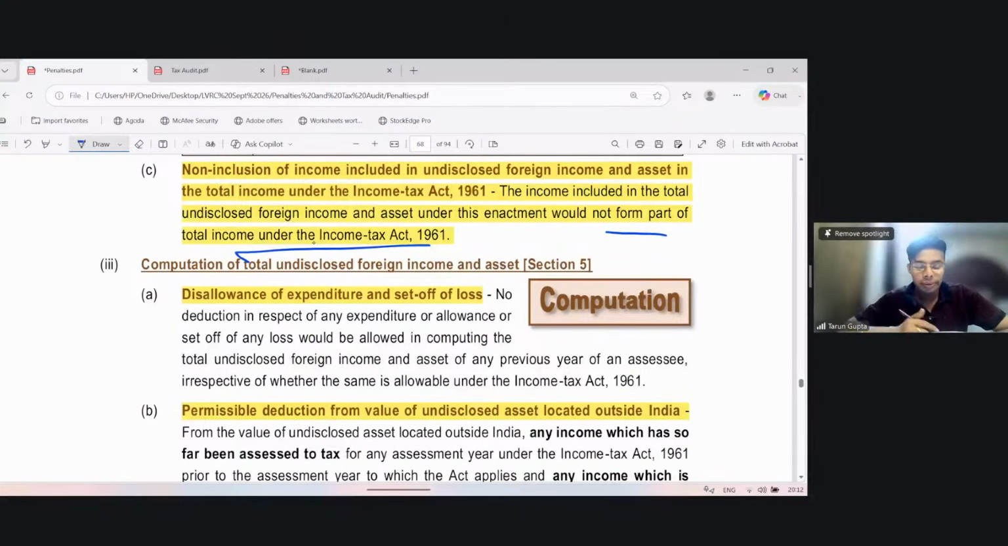Now, not only this, it says no deduction in respect of any expenditure or allowance or set off of any loss will be allowed in computing the total undisclosed foreign income and asset of the previous year of the assessee, irrespective of whether the same is allowable under the Act or not. So, no deduction, expenditure or allowance shall be allowed against the undisclosed income and asset under the Black Money Act.